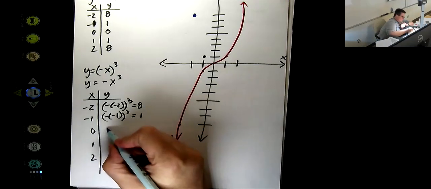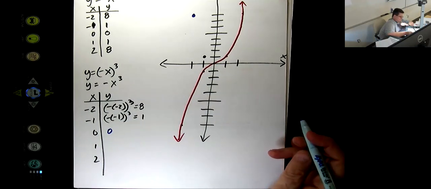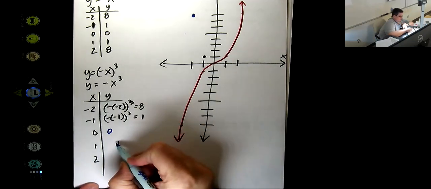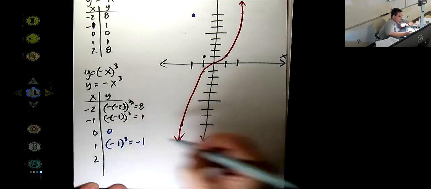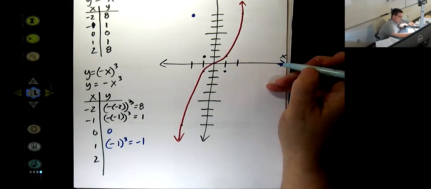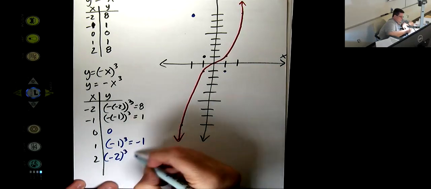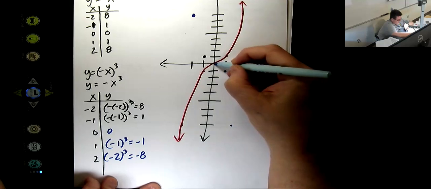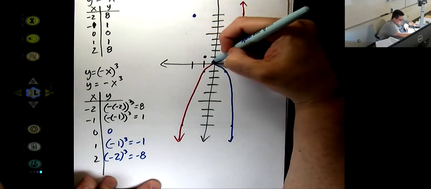0 is good and reliable, it doesn't move. Gotta love the 0. We put in 1, and there's a negative sign there, we cube that, we get -1. And we put in 2, there's a negative with it, we cube that, we get -8. Which is down here. So this one actually does a twofer on the reflection.